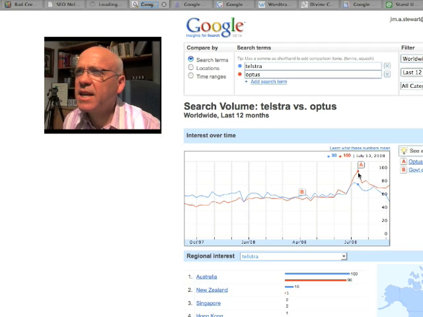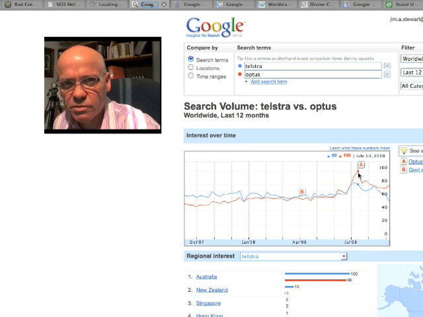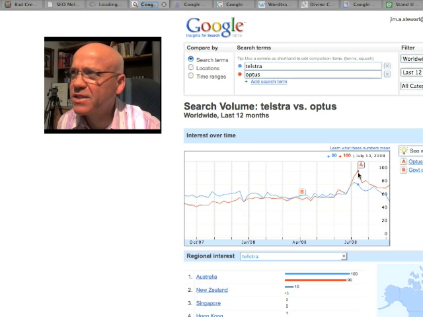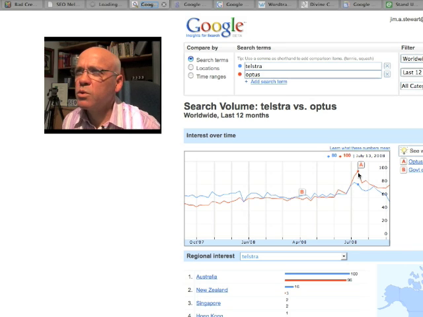And now we're looking at Insights for Google, and it's telling me that Optus is getting more searches. So the numbers are all over the place as far as these Google tools go for telling you the exact numbers or the relative numbers even of one search phrase versus another.